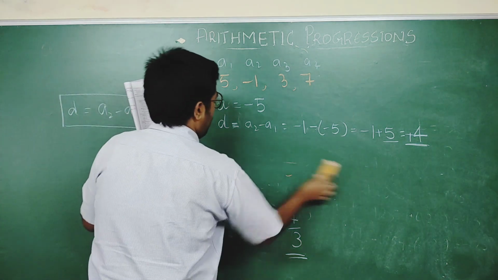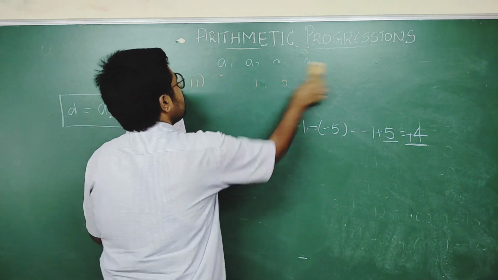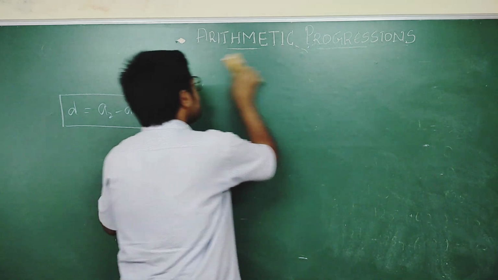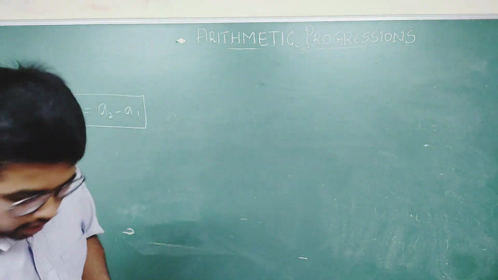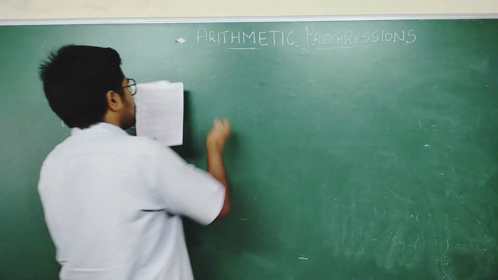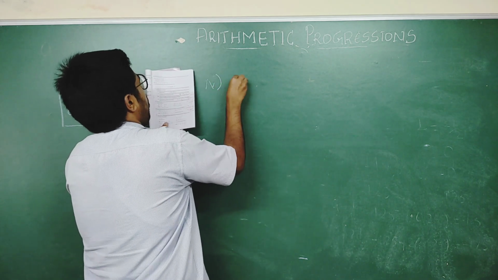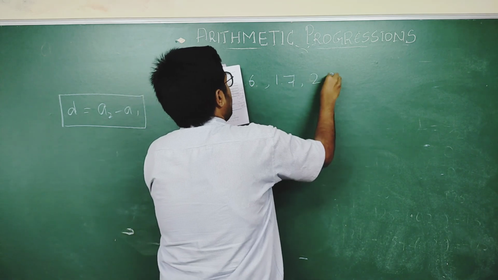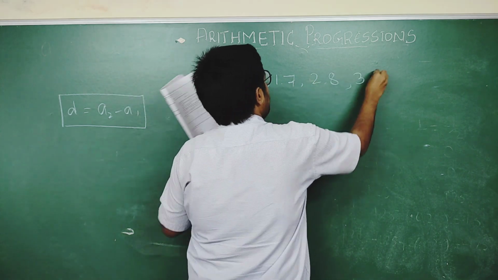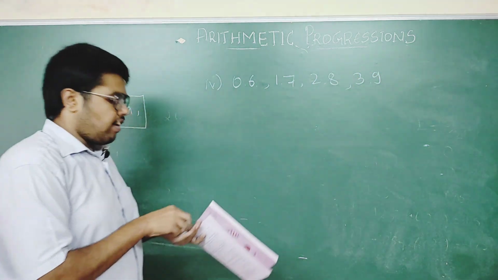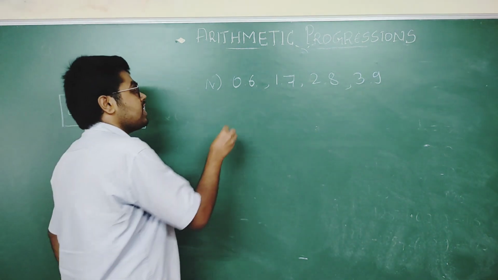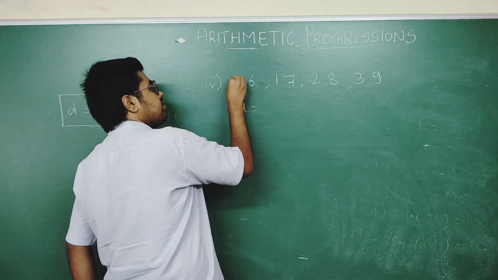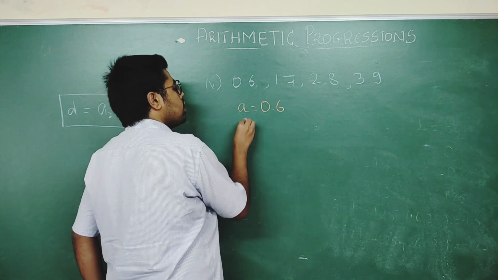Let me do one more problem. If you see a textbook, it is fractions. Now it is in decimals, and most of you have confusions with decimals. So 0.6, 1.7, 2.8, 3.9. Let me find the common difference. Let me first find A. A is of course the first term, 0.6. What is the common difference?